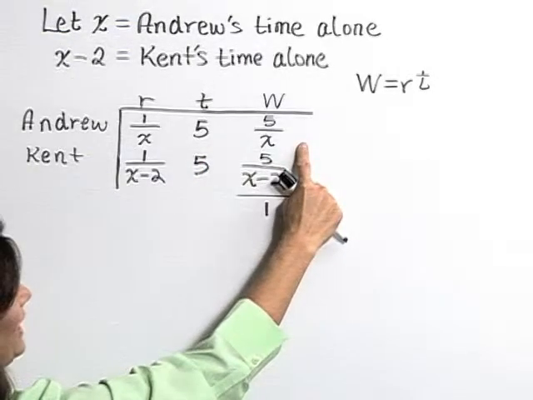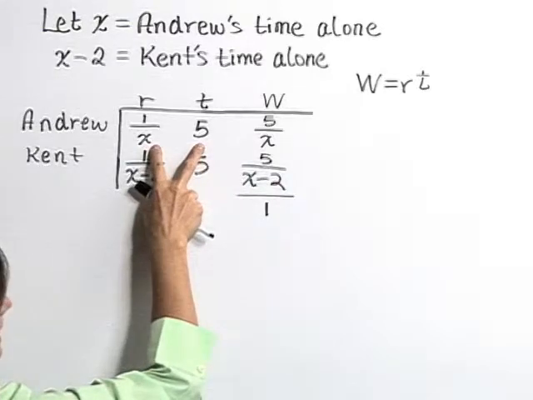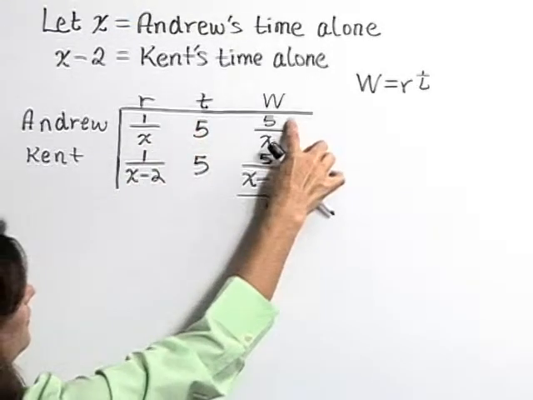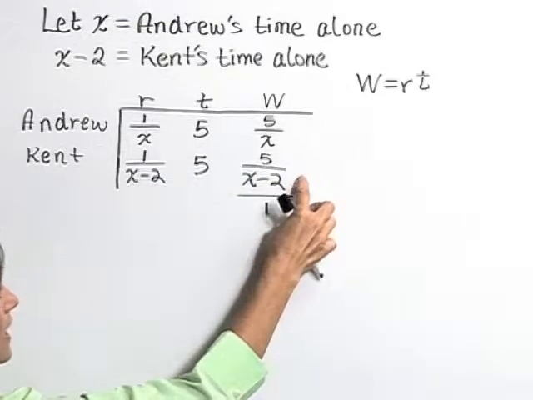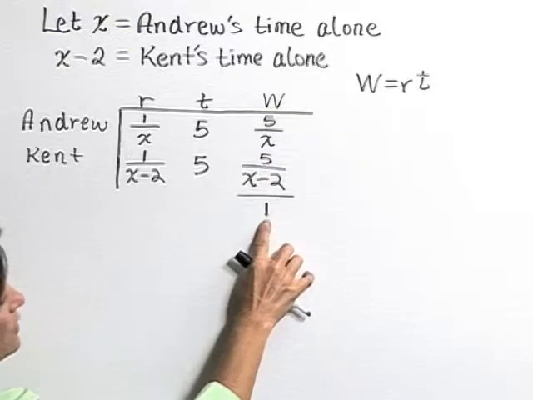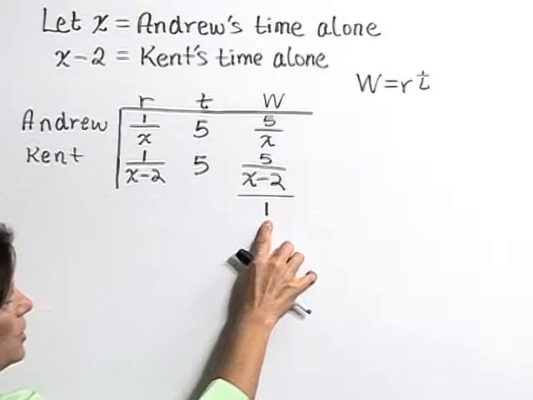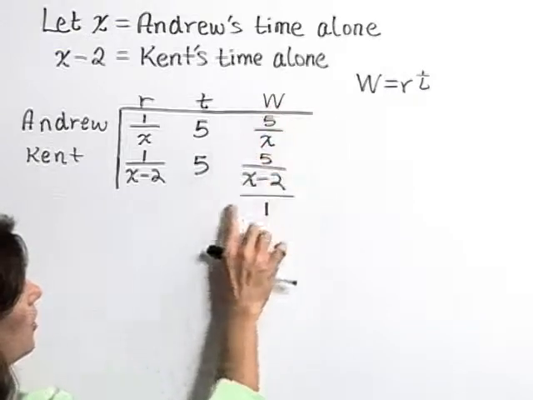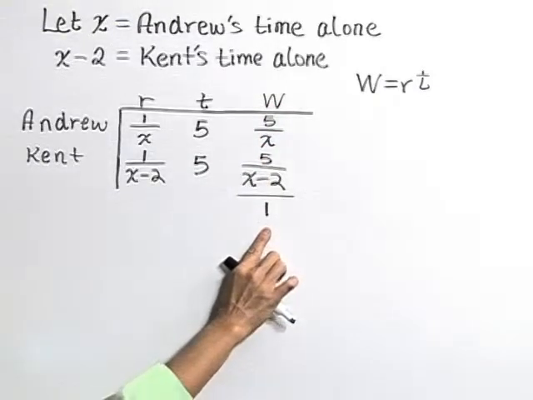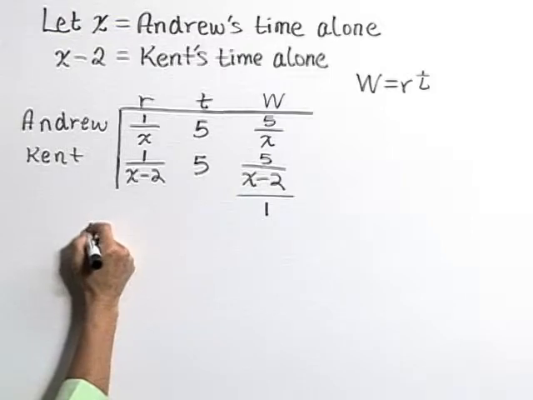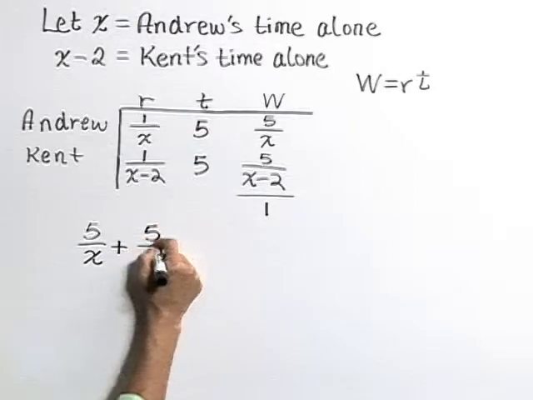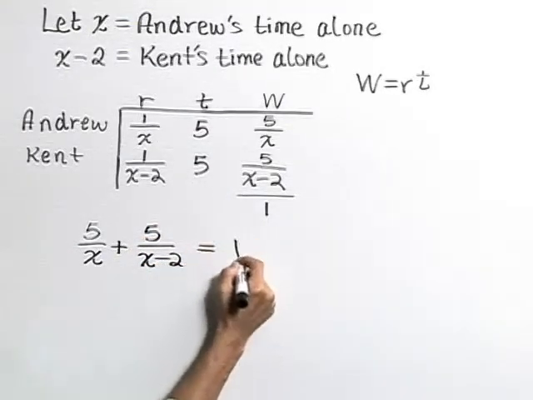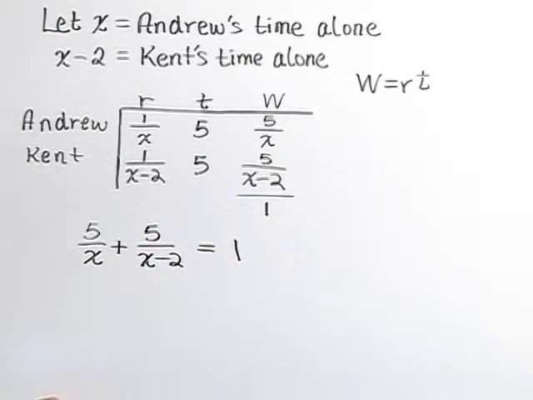And the amount of work done by each we get by the product of R times T. 1 over x times 5 is 5 over x. The product here is 5 over x minus 2, and together they're going to complete one entire job. We're going to use this column to write our equation. So the amount done by Andrew, 5 over x, plus the amount done by Kent, 5 over x minus 2, is equal to one complete job. We've completed step 3, we've written our equation.